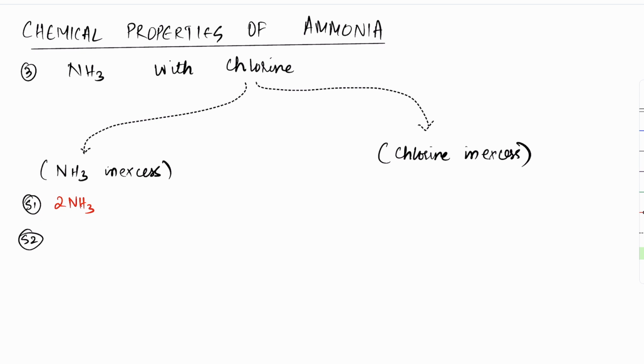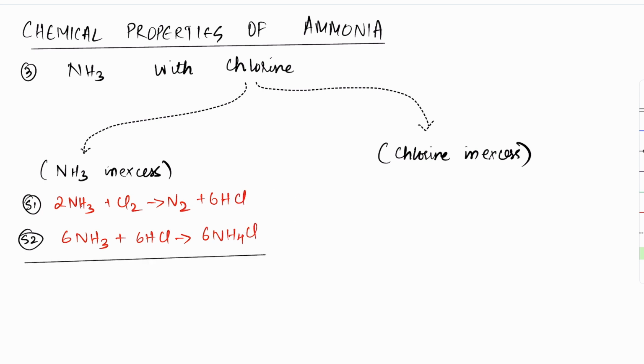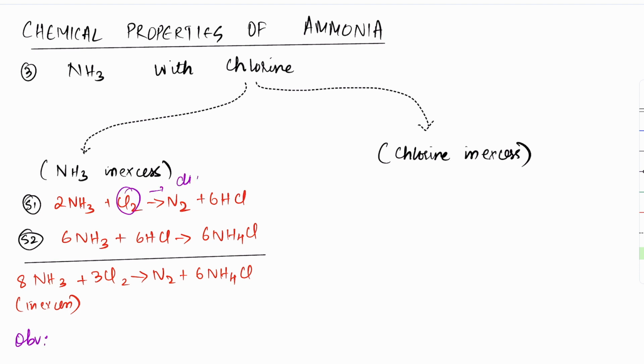In the first step, ammonia reacts with chlorine to form nitrogen and hydrogen chloride. In the second step, ammonia reacts with hydrogen chloride to form ammonium chloride. You can combine the reaction where ammonia, which is in excess, combines with chlorine to form nitrogen and ammonium chloride. You will observe chlorine, which has a yellowish green color, disappears and dense white fumes of ammonium chloride are formed.